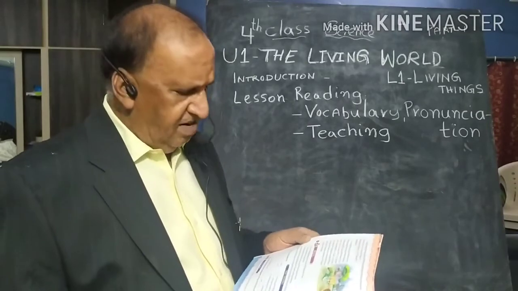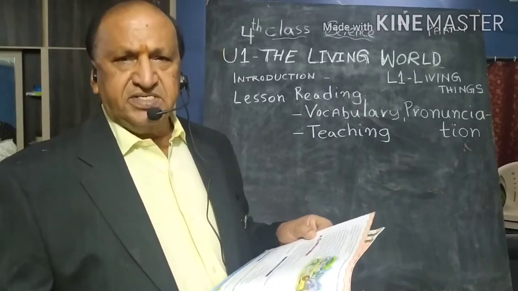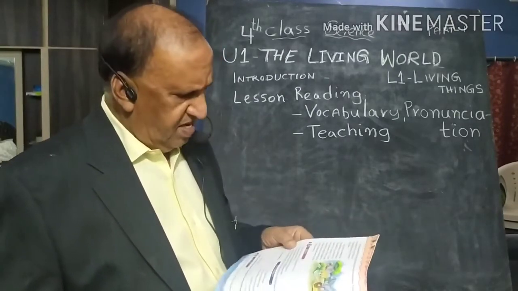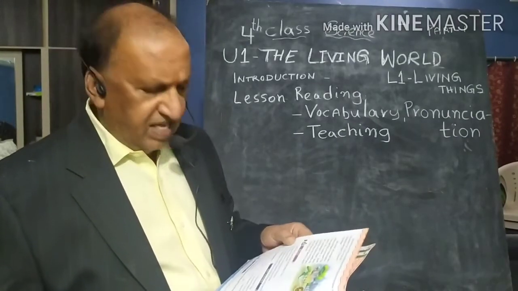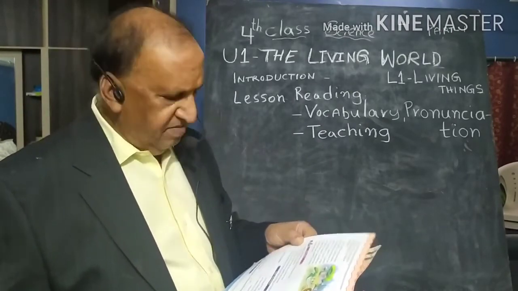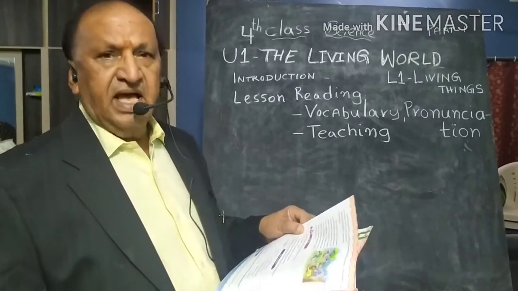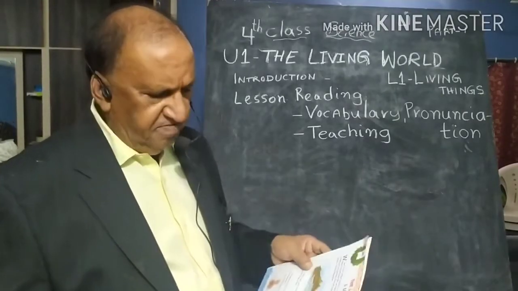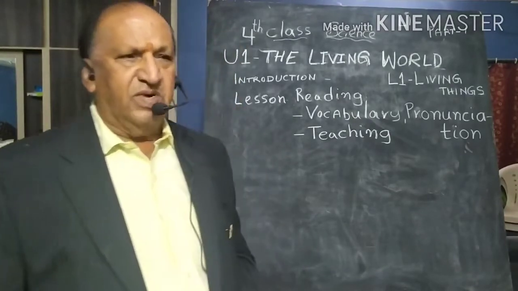So if we recall, living things need food, air and water to live. They respond to stimuli. They reproduce the young ones of their kind. Living things are divided into plants and animals. Non-living things are divided into natural things and man-made things. So that completes the lesson, and I hope you understood, but I want to go over this once again.